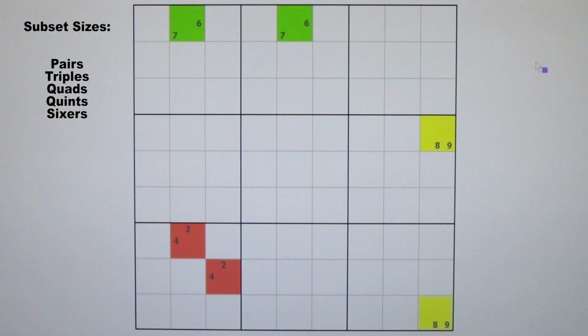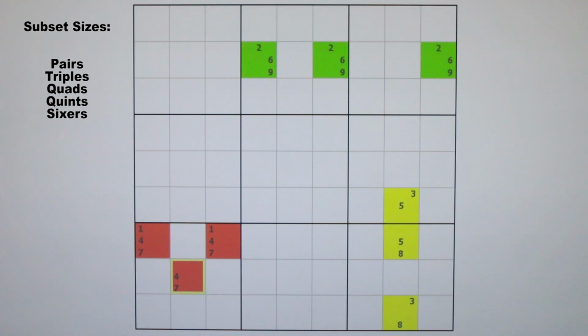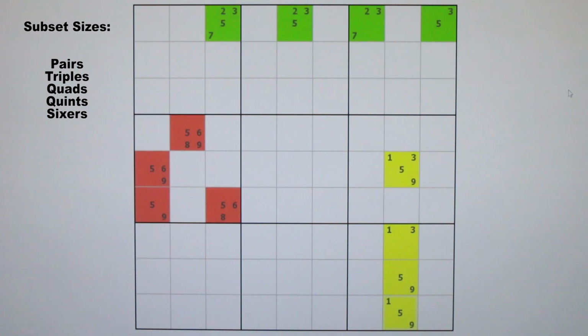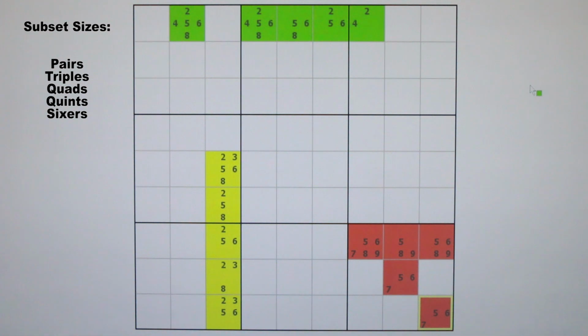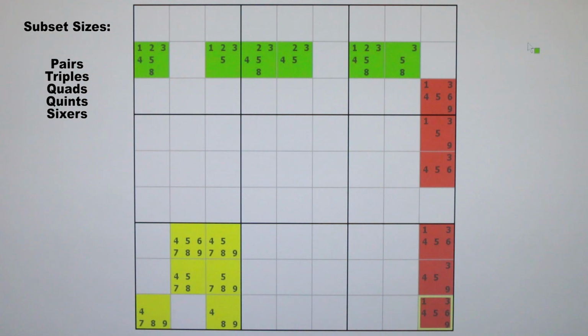Subsets of 2 candidates are called pairs. And subsets of 3 candidates are called triplets or triples. And subsets of 4 candidates are called quadruplets or quads. And subsets of 5 candidates are called quintuplets or quints. And subsets of 6 candidates are called sextuplets, but I just call them sixers.